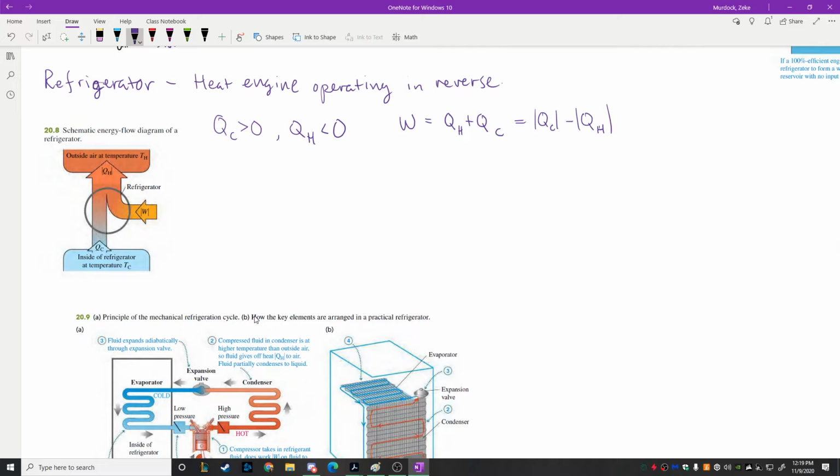Wait, that looks wrong. Did I write this wrong? QH is less than 0. Oh, the work is also negative, because the work is coming into the system instead of going out. That's the biggest thing here. So the work is also negative.